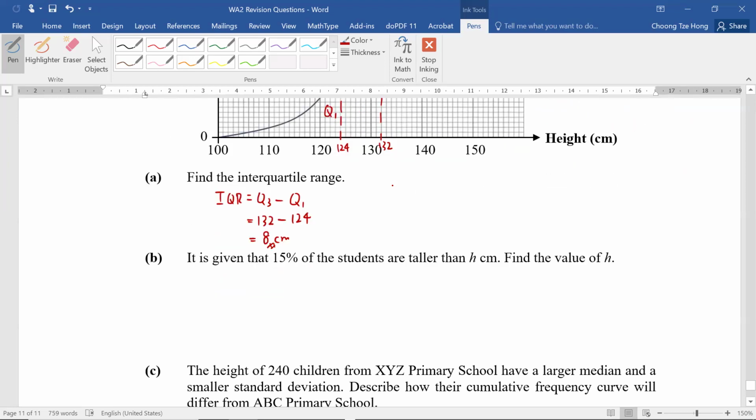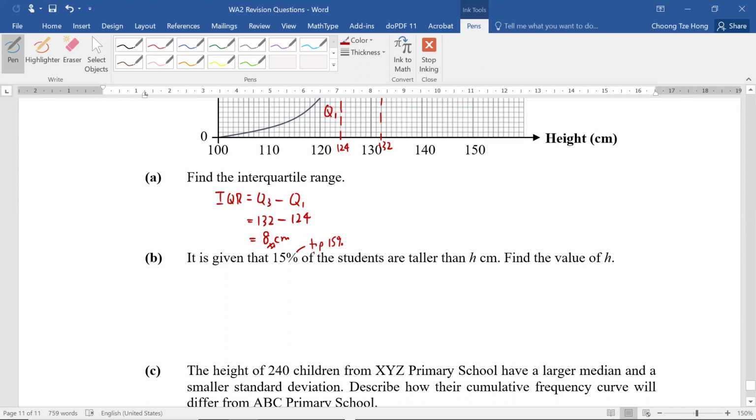Let's look at part B of the question. It's given that 15% of the students are taller than H cm, so find the value of H. If only 15% of the students are taller than H cm, this means that we are actually looking at the top 15% of the students. It cannot be the bottom 15%, because if it's the bottom 15%, then you'd have 85% of the students having heights that are more than H cm, right? So essentially here, you've got to understand that we are looking at the top 15% of the students.